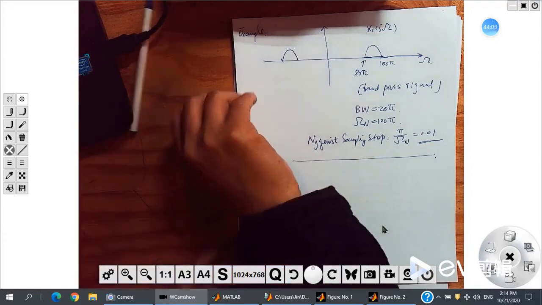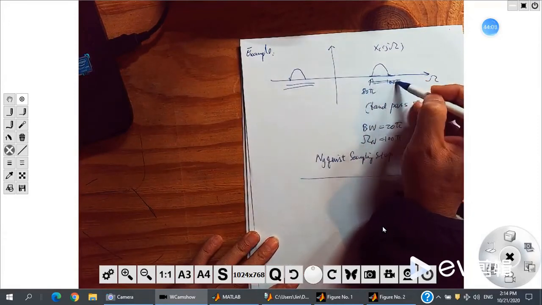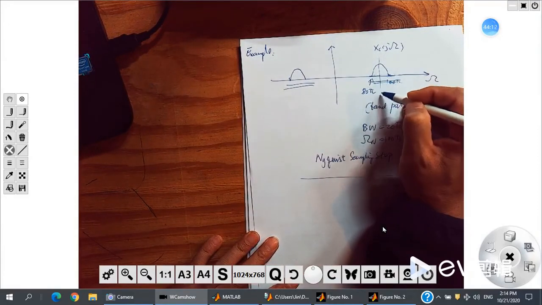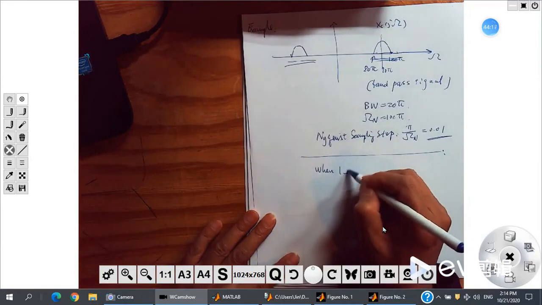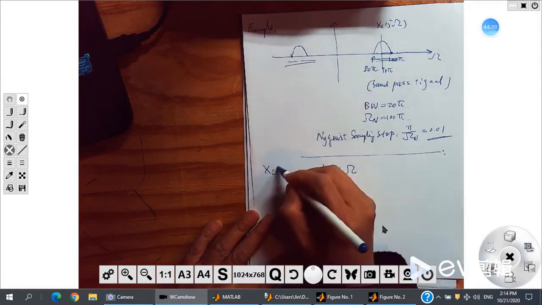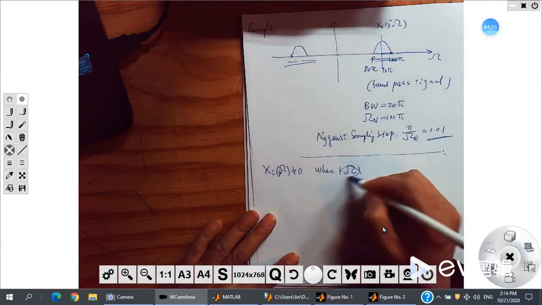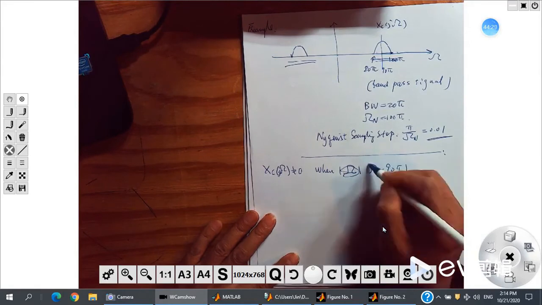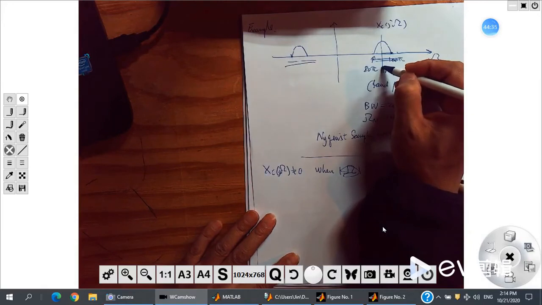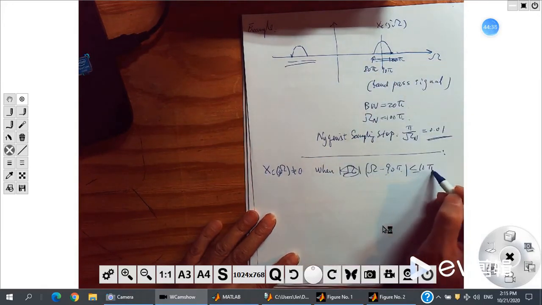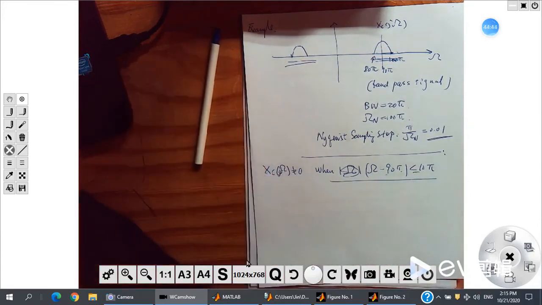Now the signal has two parts. These two parts are not equal to 0, and the center of this part is 90 pi. This is XC(jω), which does not equal 0 when |ω| minus 90 pi is smaller than 10 pi, right? From 80 pi to 100 pi, center is 90 pi. The difference is smaller than 10 pi. In this part, the signal has non-zero value.